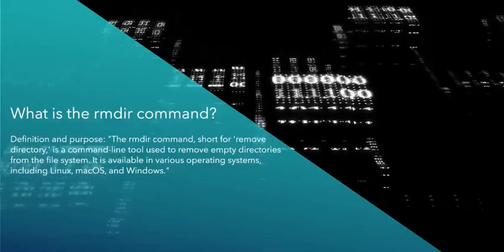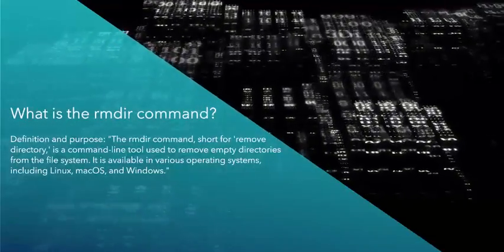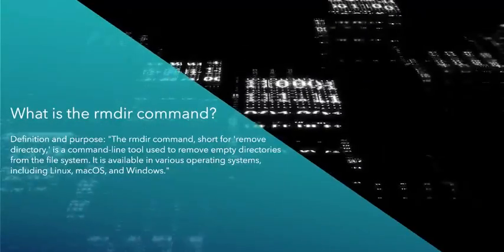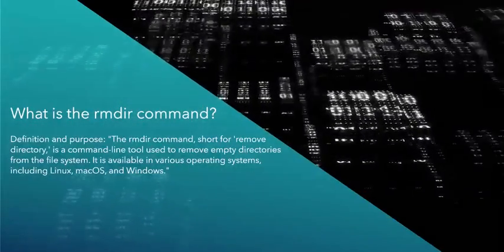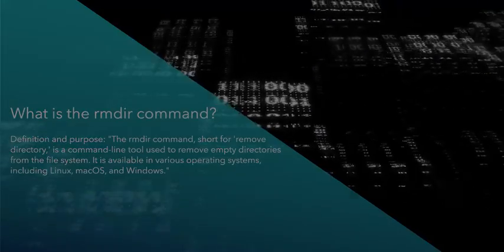What is the rmdir command? Definition and purpose. The rmdir command, short for remove directory, is a command line tool used to remove empty directories from the file system. It is available in various operating systems, including Linux, macOS, and Windows.